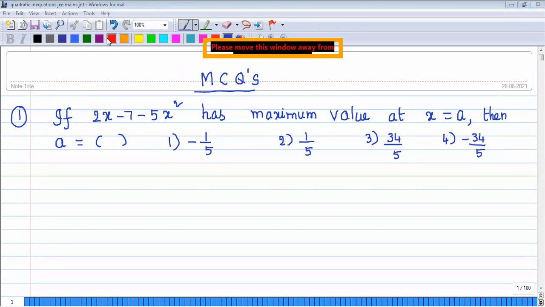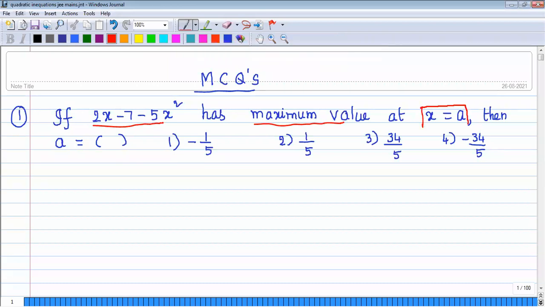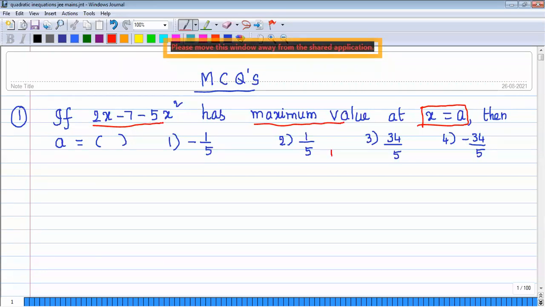So now, obviously, this is a quadratic expression, has a maximum value only at x is equal to a. The value of a we need to find out. So that means at what value of x the given quadratic expression attains maximum value. So first we need to discuss the concept, then we go for the solution. So what does the concept mean?